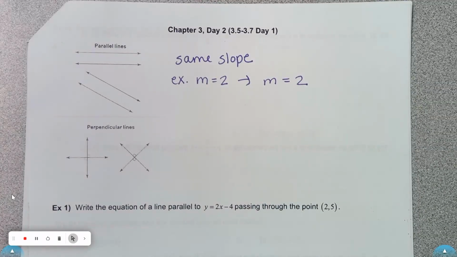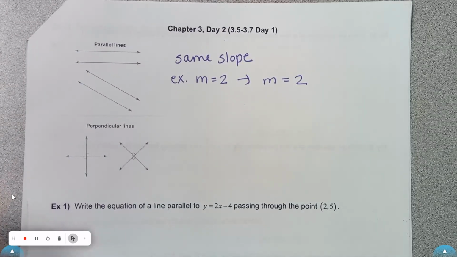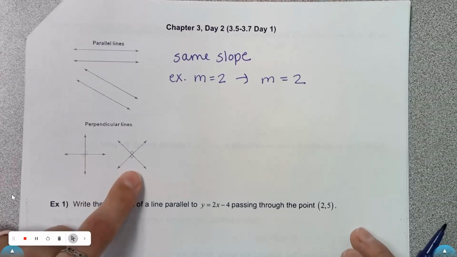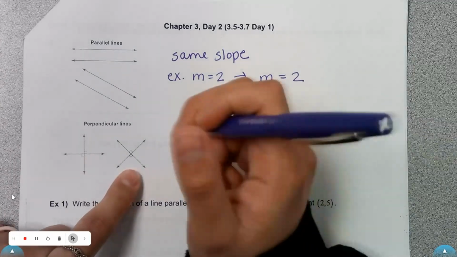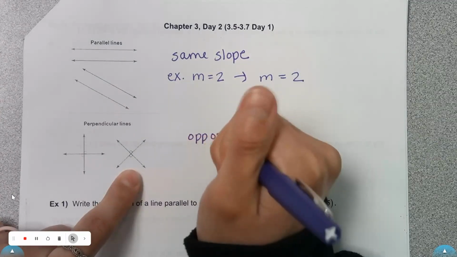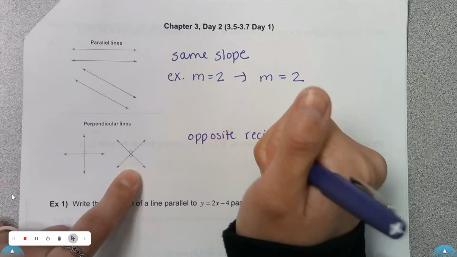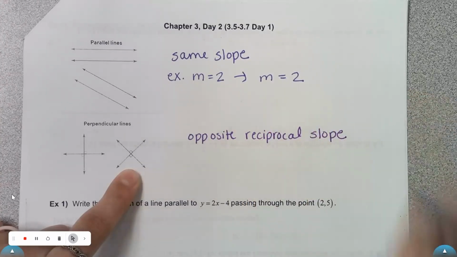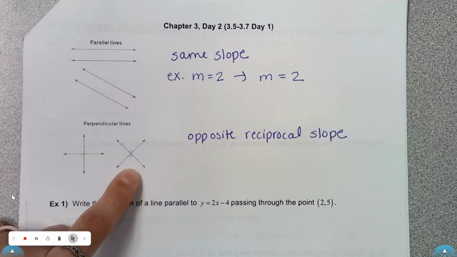Okay, if you have lines that are perpendicular, they intersect, they cross, and where they cross, they form 90-degree angles. So you see how you have these little boxes, so you have 90 degrees. So that means that your slopes are opposite reciprocal slopes. And so what that means is, what I like to say is you flip them and you switch them.